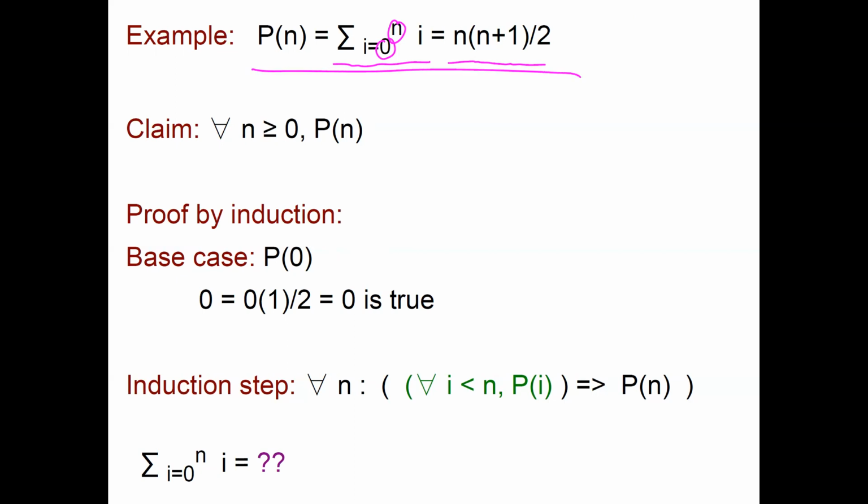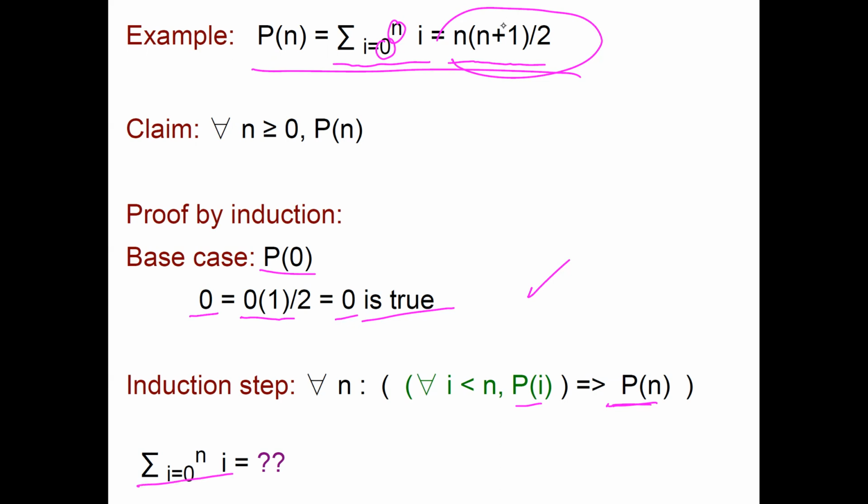So the base case P(0) requires us to verify that the sum, which is 0, is equal to this quantity here for n equals 0, which is 0 times 1 divided by 2, which is 0. So the base case is true. Done. The induction step requires us to show that for every n, if you believe that P(i) is true for every i less than n, then you also obtain P(n). Okay? So how are we going to use this to prove P(n)?